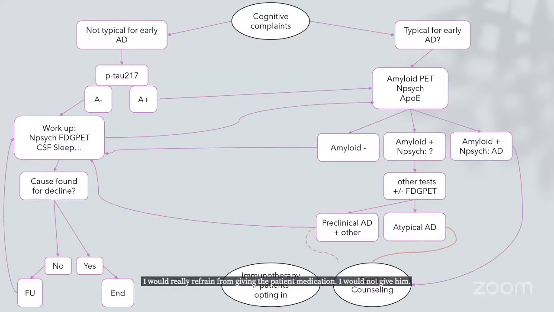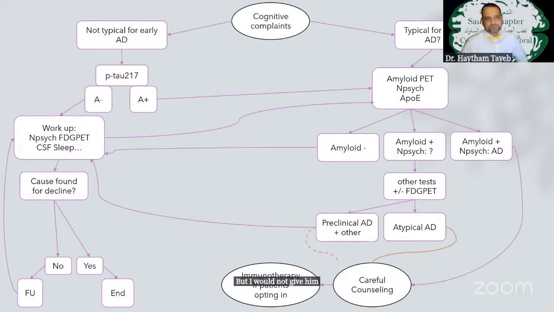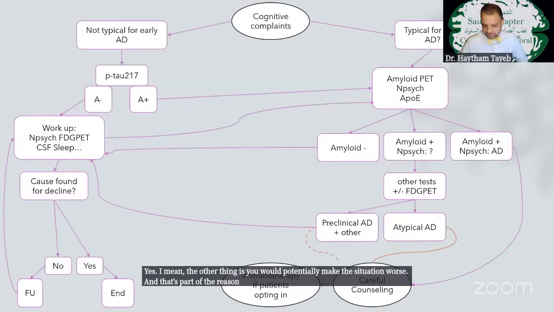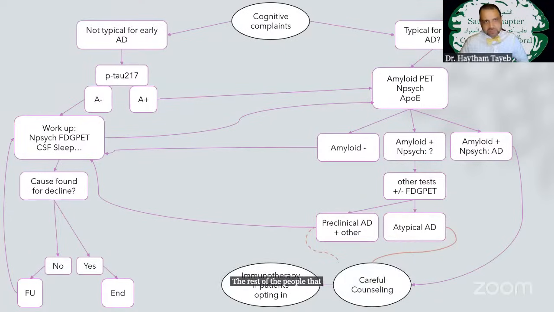I feel bad for him. I would give him cholinesterase inhibitor, so I will feel less bad. But I would not give him Leqembi. I agree. Yes. I mean, the other thing is you would potentially make the situation worse. And that's part of the reason why I'm highlighting these cases. The rest of the people that I have given lecanemab to are just typical situations.